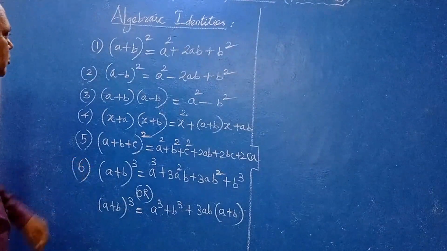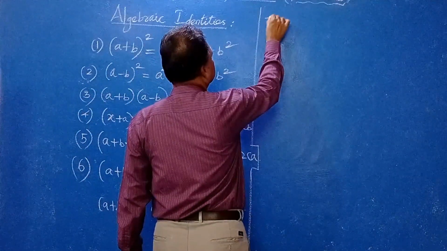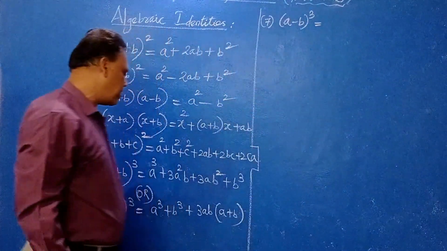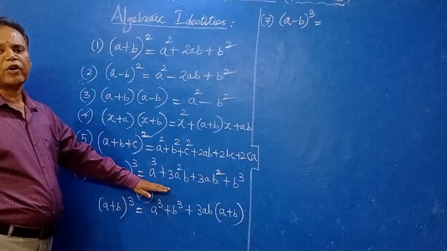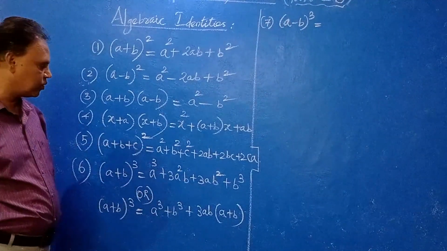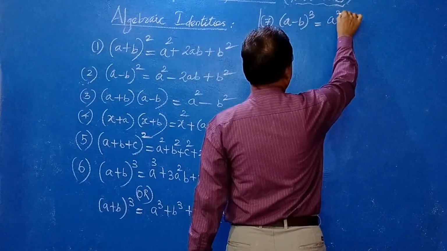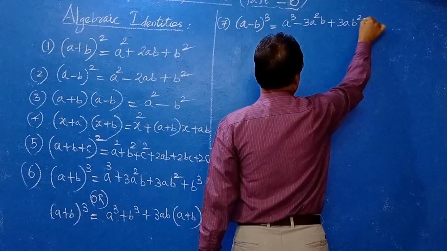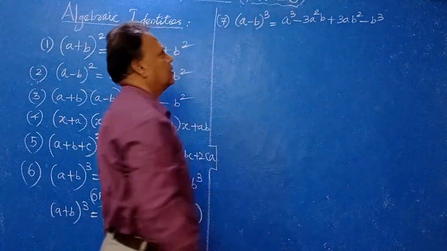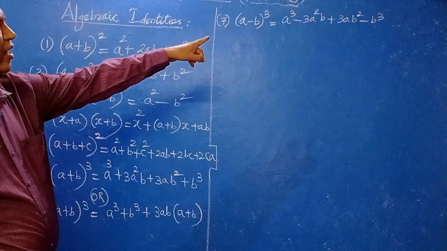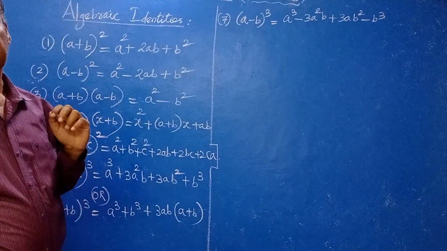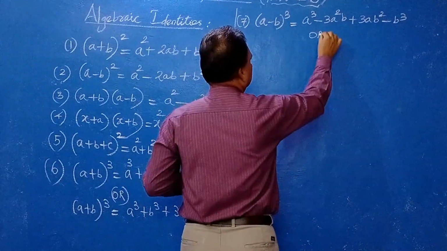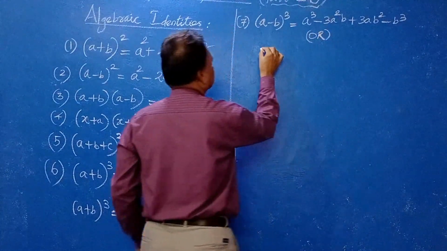Now the seventh formula: (a - b) whole cube. Same format only; for minus you have to alternate the signs. That is a cube minus 3a squared b plus 3ab squared minus b cube. You see, first term plus, then negative, then plus, then negative. Alternately the sign you have to change. Or the same formula you can write in another format also.